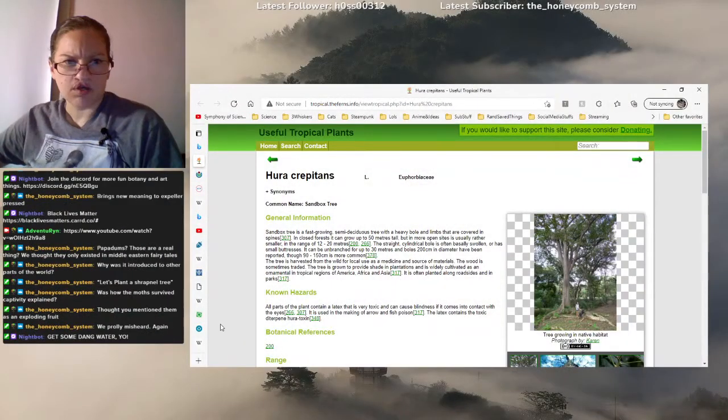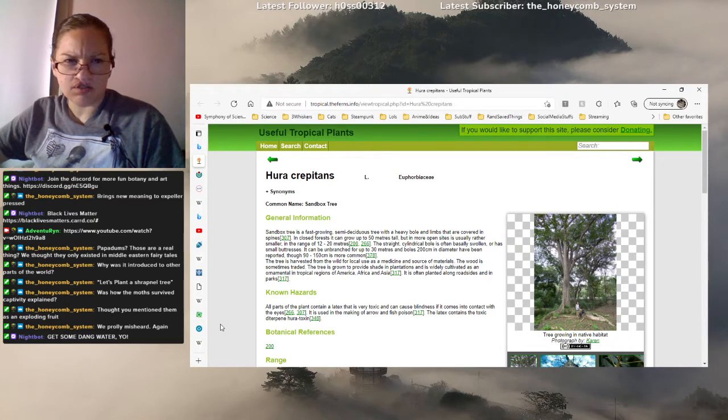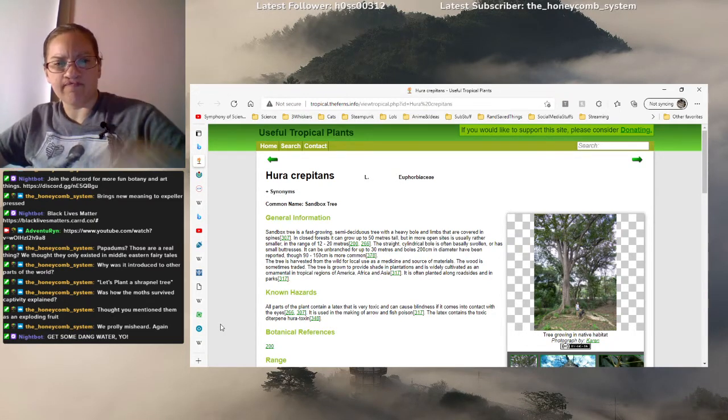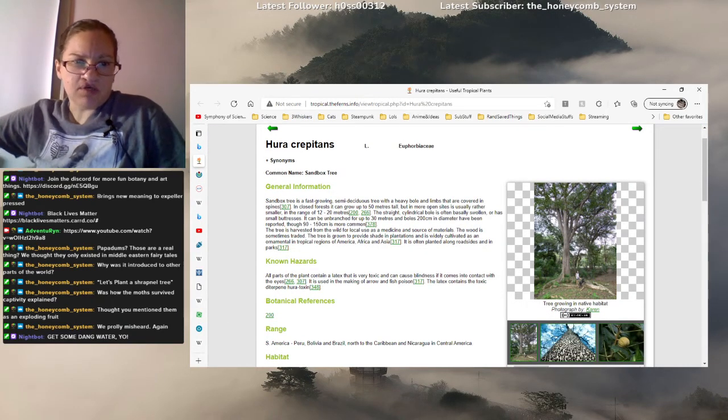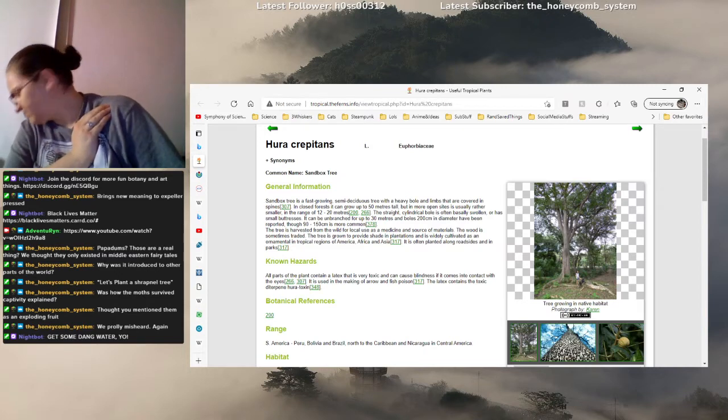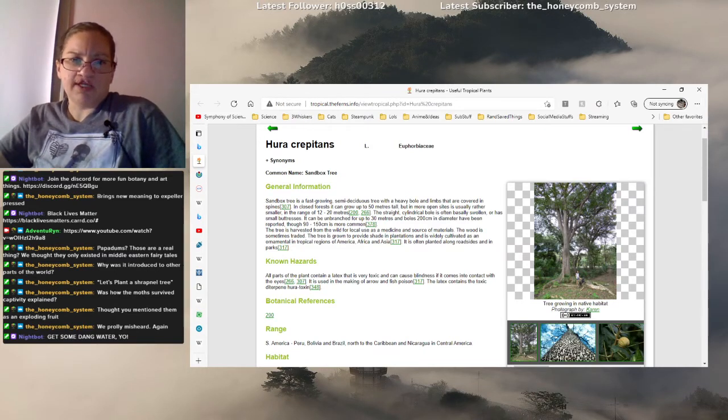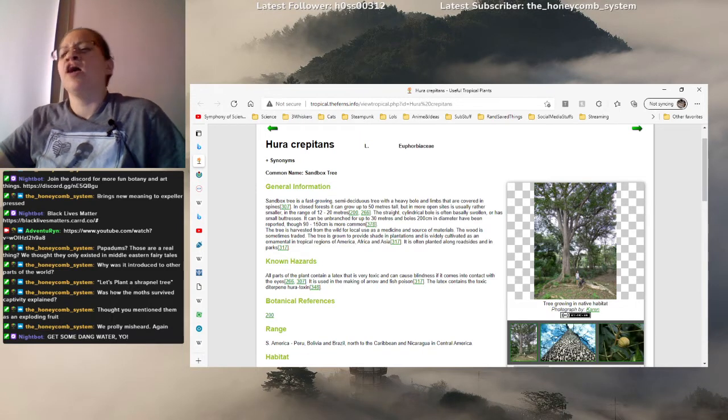Oh, okay, here we go. No worries, guys. Sandbox tree. Right. The tree is harvested from the wild for local use as a medicine and source of materials. The wood is sometimes traded. The tree is grown to provide shade in plantations and is widely cultivated as an ornamental in tropical regions of America, Africa, and Asia. It's often planted along roadsides and in parks.